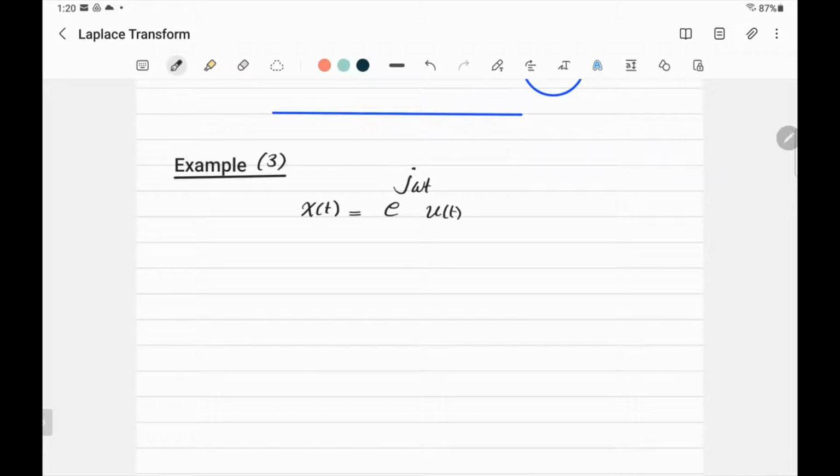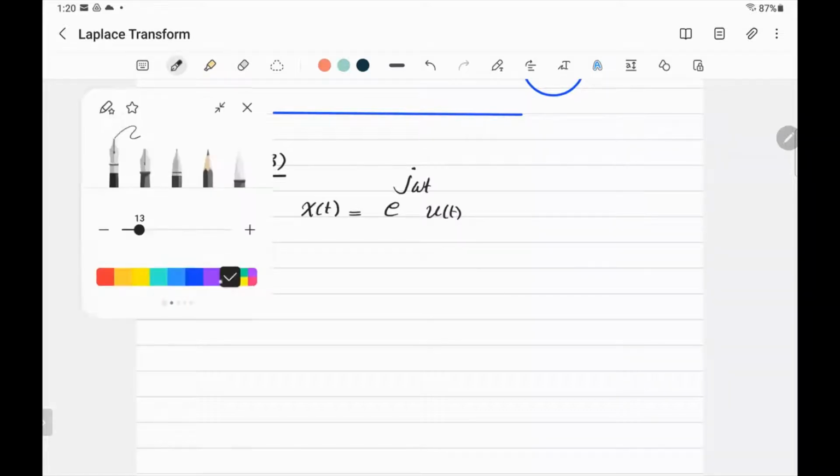We just found the Laplace transform for e to the power of minus at. Did we do that or not? Yes. It's a special case of that. That's why I want you to pay attention. There is nothing difficult in this course. You just have to wake up. That's all.